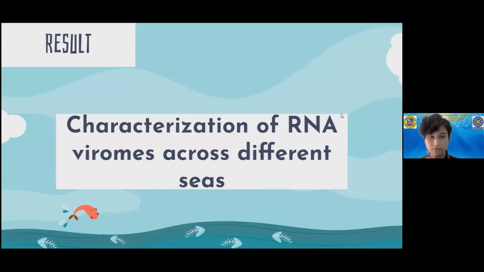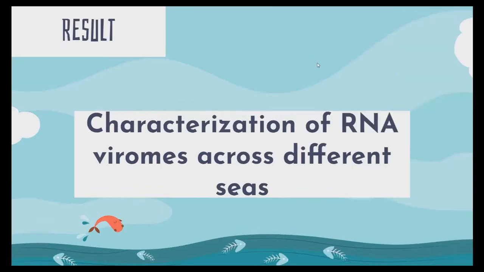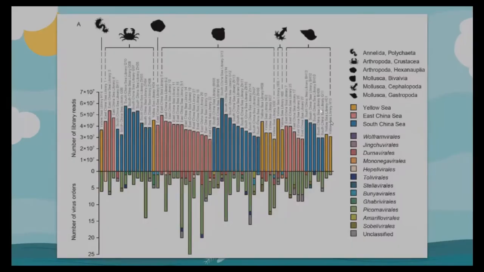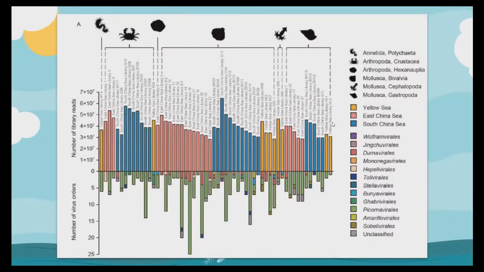Okay, good afternoon, everyone. Is my voice clear? Yes. Okay, thank you, Sensei. This time, I would like to explain mainly the characterization of RNA phylums across differences. The differences mentioned in this study consist of three seas in China: the Yellow Sea, East China Sea, and South China Sea. Throughout this study, they used 58 aquatic invertebrate species.